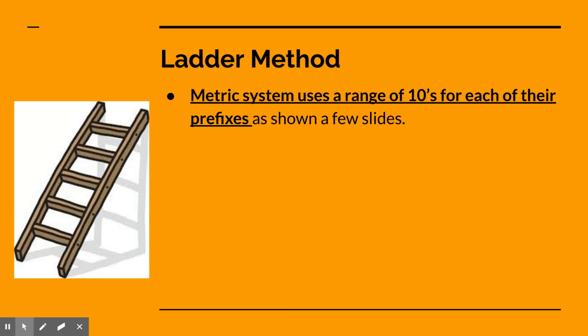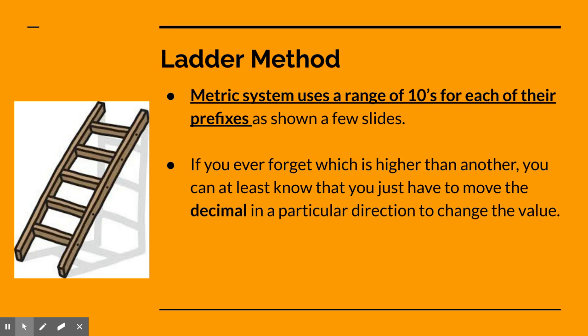The metric system uses a range of tens for each of its prefixes, as shown in the next few slides. If you ever forget which is higher than the other, you can at least remember that you just have to move the decimal in a particular direction to change the value.